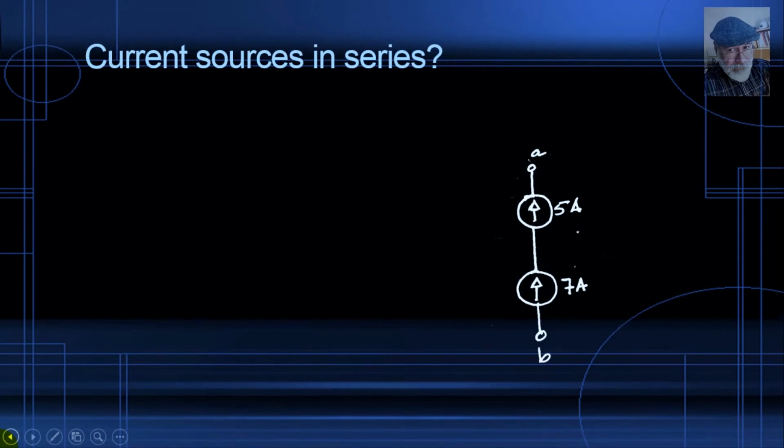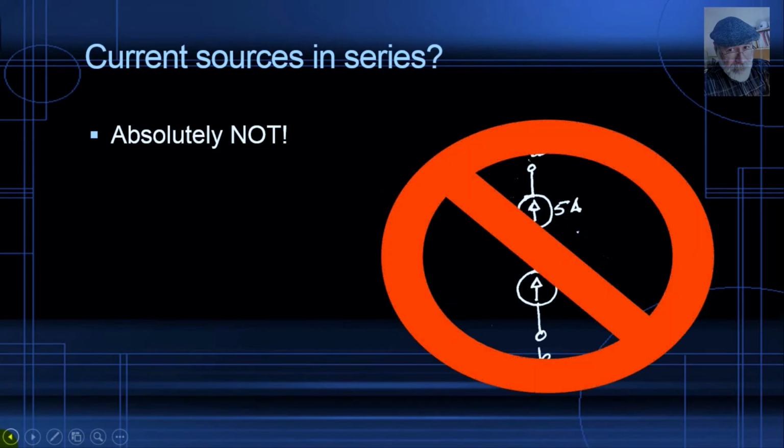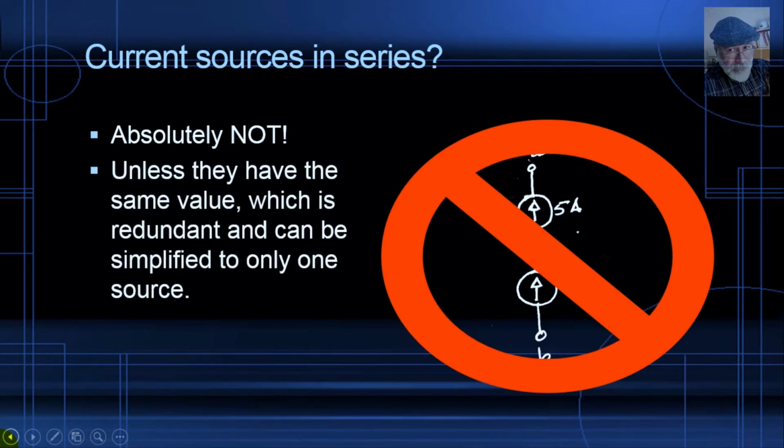5 and 7 in the same one? No way, absolutely not. There is only one case in which you can connect two current sources in the same branch: if they have the same value and the same polarity, which is redundant, of course. In that case, you simplify them because they are doing the same work as a single one.